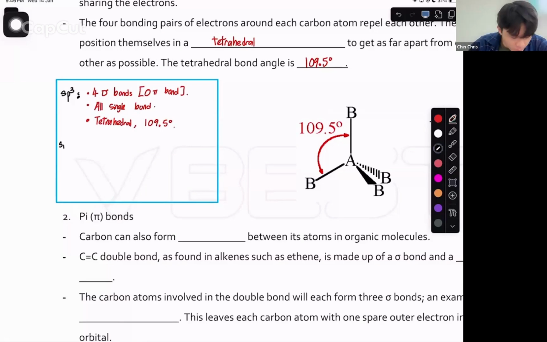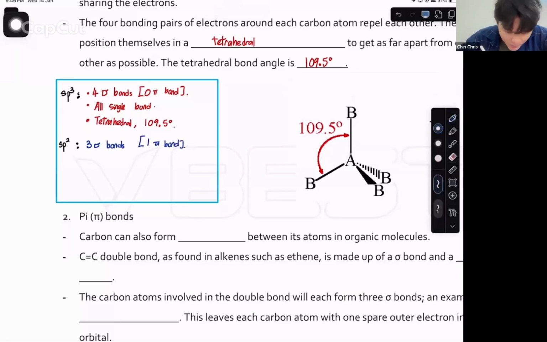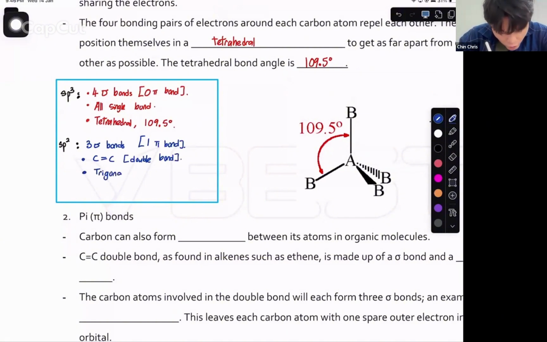All right, guys, what about sp2? For sp2, it's going to be 3 sigma bonds, and you will see 1 pi bond. This is when a pi bond starts appearing in sp2. So, guys, usually sp2 is when you see a double bond, yeah? And the bond angle is 120, trigonal planar. Done.